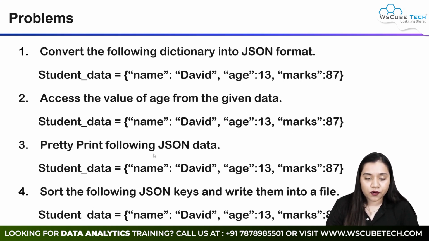The third one says: pretty print the following JSON data. Pretty print means you have to print the data in separate lines with some indentation, so that it makes your code look good. That's why pretty print is the term. Fourth: sort the following JSON keys and write them into a file. Sort means we have to sort them alphabetically, so first age, that means A should come, then M, and then lastly N. In this way we have to sort it, plus we have to write them in a file.